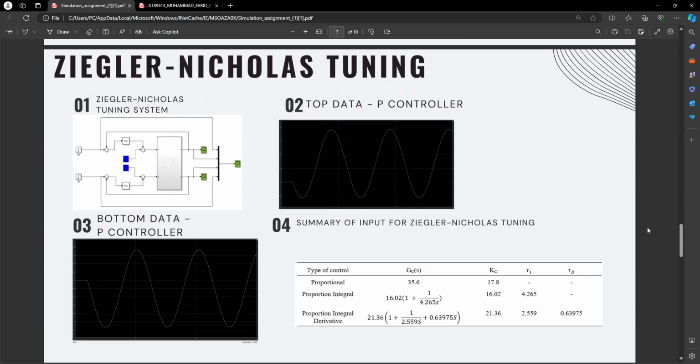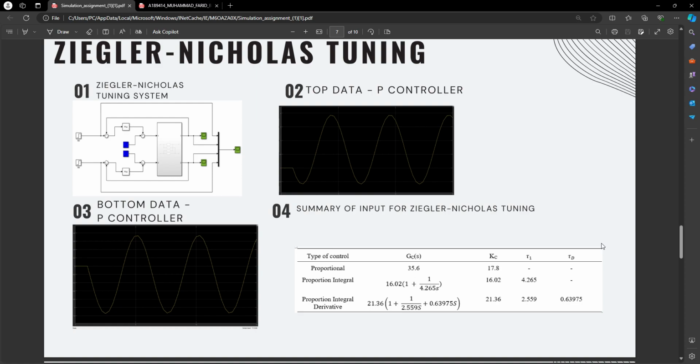Now we are going through the other part, which is the Ziegler-Nichols tuning. For Ziegler-Nichols tuning, we are going to use the initial system. This is the drawing for the Simulink, and then we are going to obtain these two data sets, the top data for the P controller and also the bottom data for the P controller. They have different starting values. And then we have this summary of input for the Ziegler-Nichols tuning.